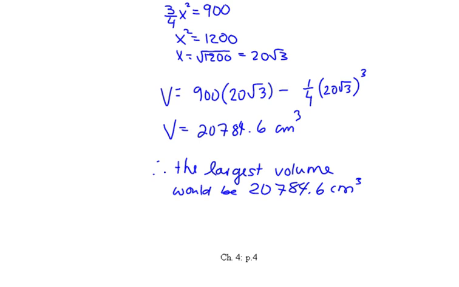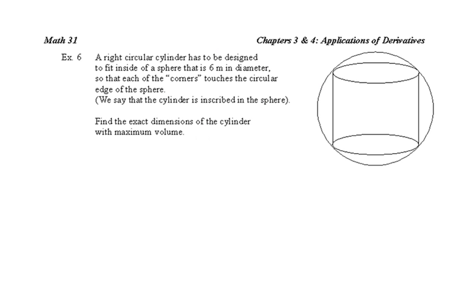I like this problem. A right circular cylinder has to be designed to fit inside a sphere that is 6 meters in diameter so that each of the corners touches the circular edge of the sphere. We say that the cylinder is inscribed in the sphere. Find the exact dimension of the cylinder with maximum volume.